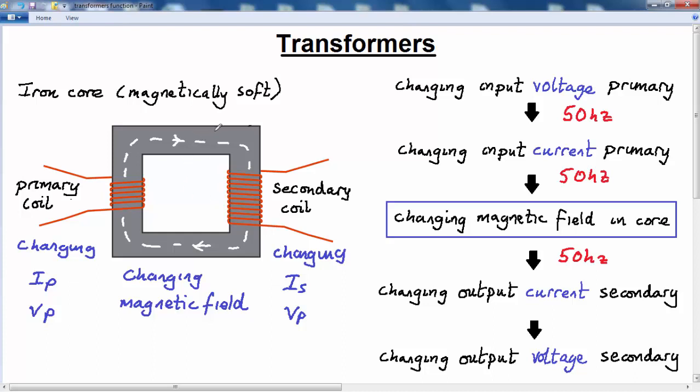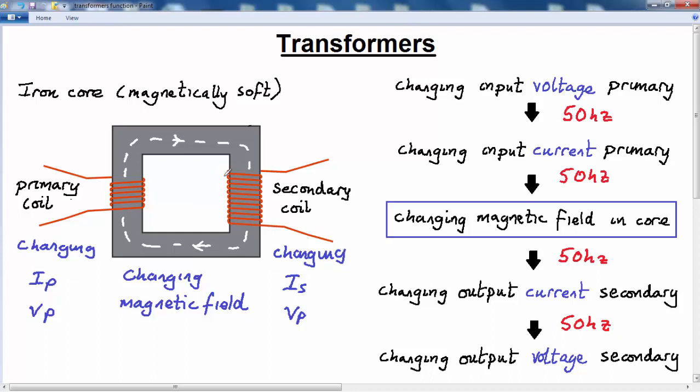So it's very important here that you have a magnetically soft material. If the magnetic material retains its magnetism in any way, then that's going to cause some of the electrical energy which is coming into the primary coil to be converted to heat in the core, which means that energy is going to be lost. So magnetically soft material is very important for the core. That's going to produce in the secondary coil a 50 Hz AC current and likewise a 50 Hz output voltage.